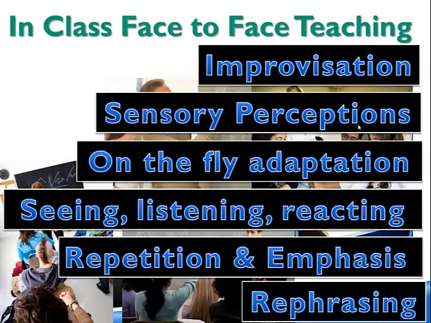So you can look out into your classroom and see very quickly, are people getting this? What type of body language are my students showing me? Are they confused? Are they bored? Are they frustrated? And you can adapt, and then you can do things like repetition and emphasis for them to help them understand. And it is based on seeing, listening, and reacting.